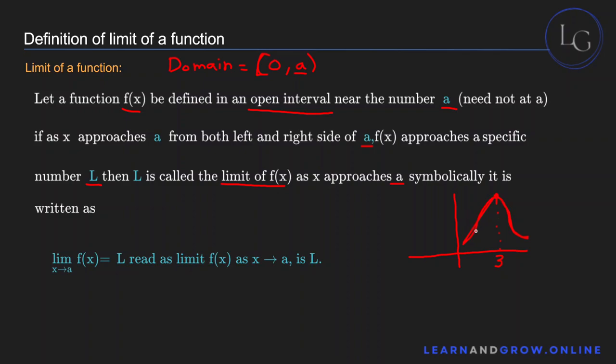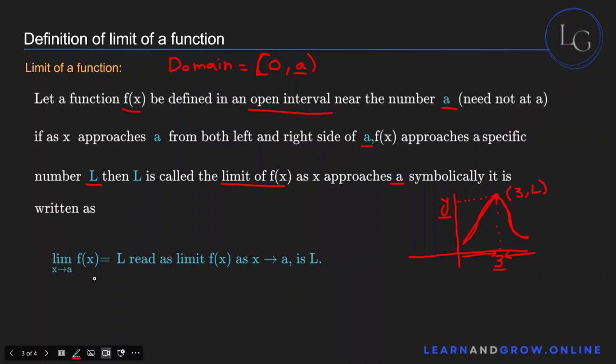Since the graph approaches this particular point from both sides, the left and the right-hand side of x, and it approaches the same point, at x equal to 3, that means that the y coordinate of this point is the limit, right? So basically, this point is located at 3 and at L.